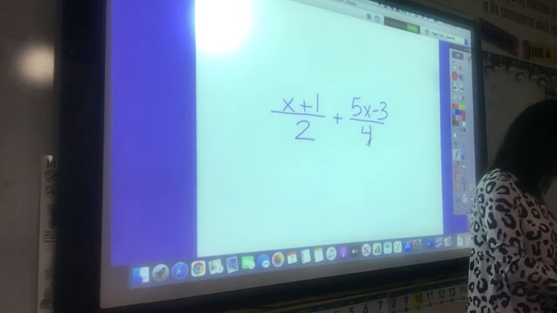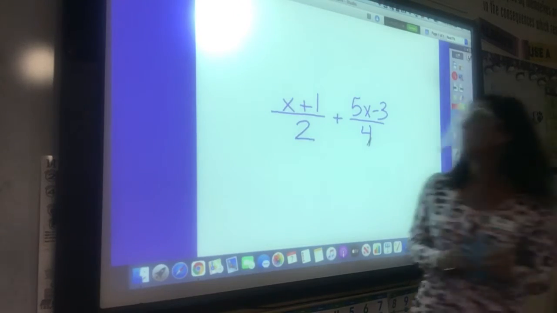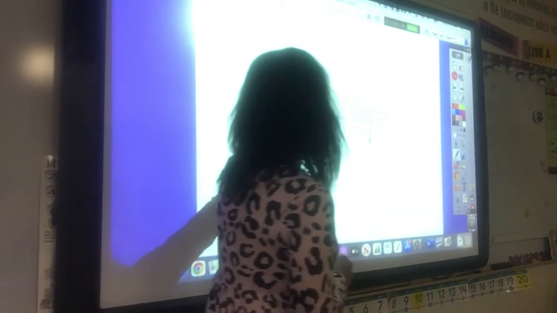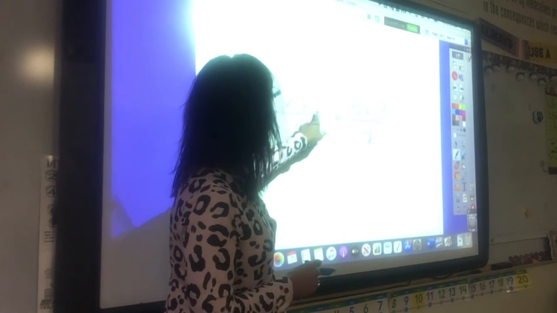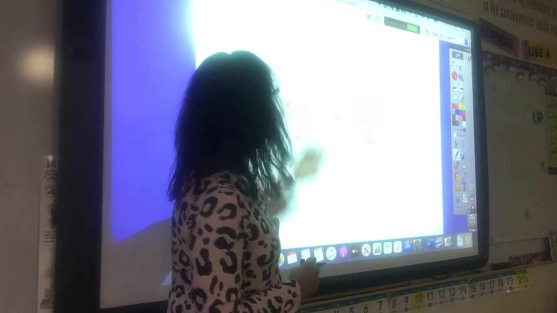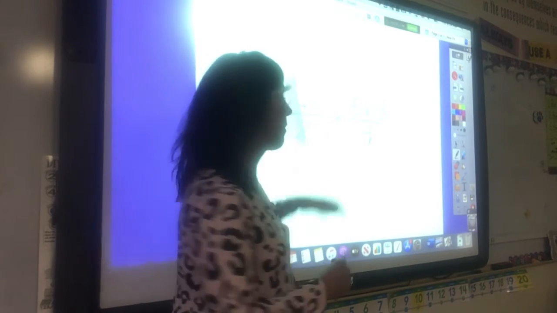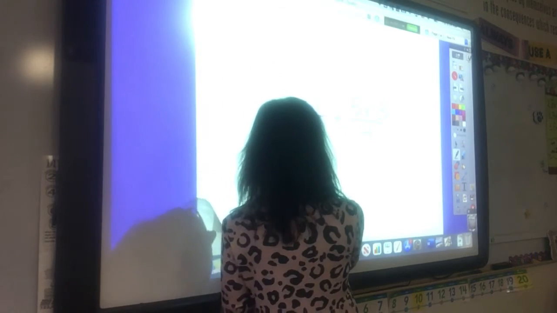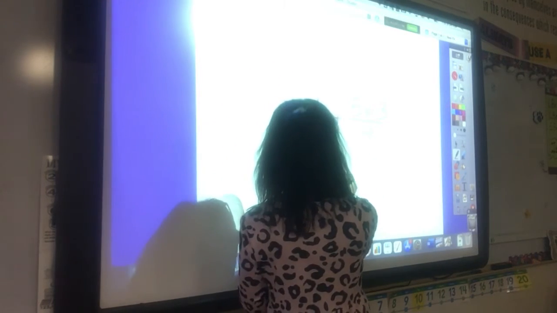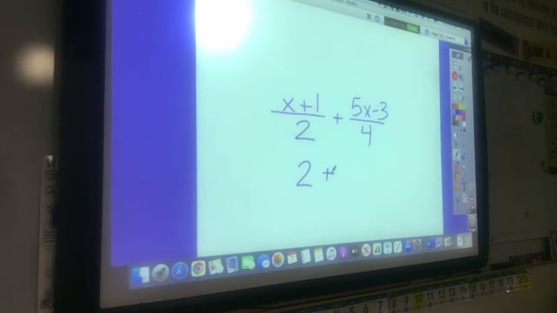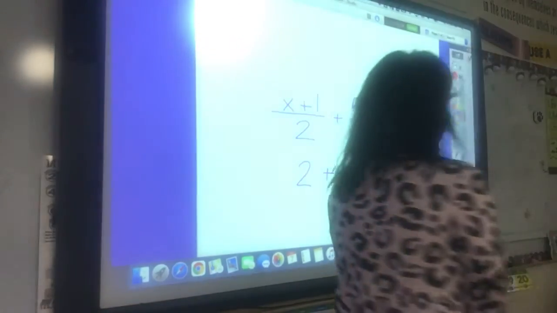X equals 3. So let's work through this first one together. So if we put 3 in here, that's gonna be 3 plus 1, and divide that by 2. And so what would we get for our first number, Maddie? 2. Easy. Bring our plus sign down, and then we're doing the next part of the problem. Again, we're evaluating this for 3. This whole problem is evaluate for 3. So we would do 5 times 3, take away 3, and divide that by 4.